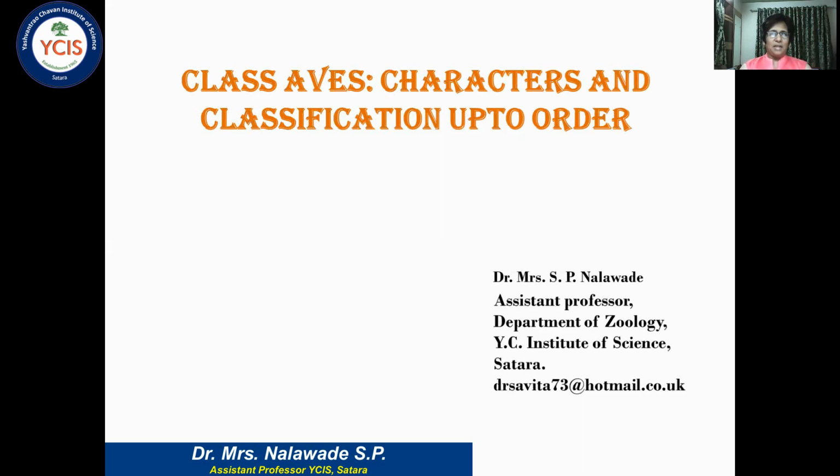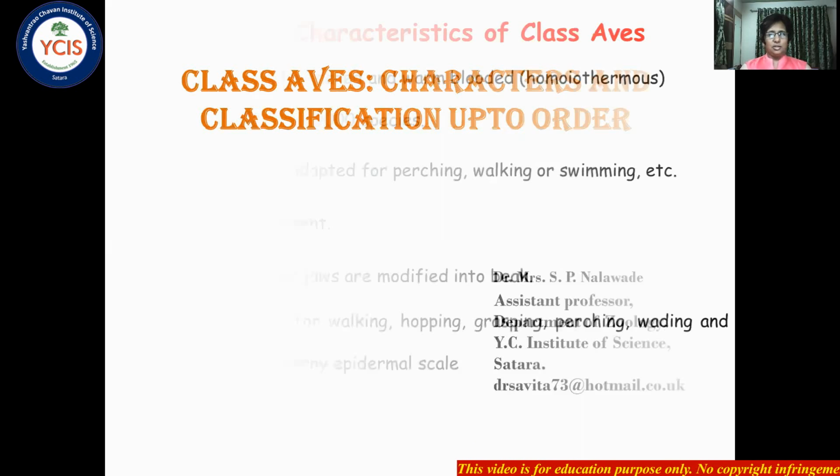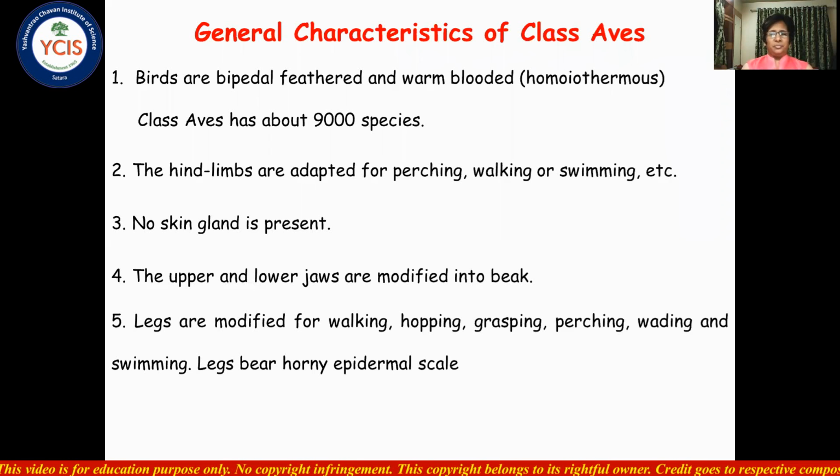So just imagine a bird. What are the basic characteristics you see in the bird? Okay, let's start with the general characteristics of birds. Some of the general characteristics are as follows. First one, birds are bipedal, feathered, and warm-blooded animals. That is, they are able to maintain a constant body temperature.